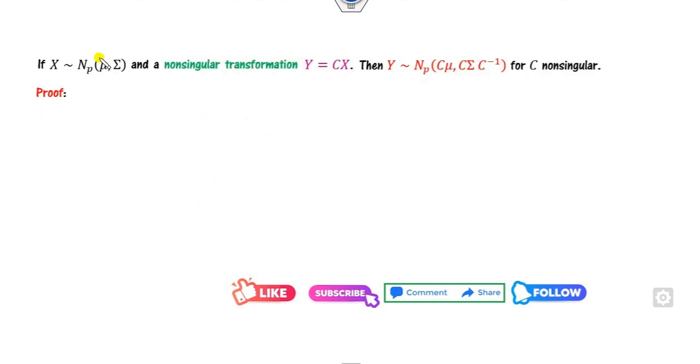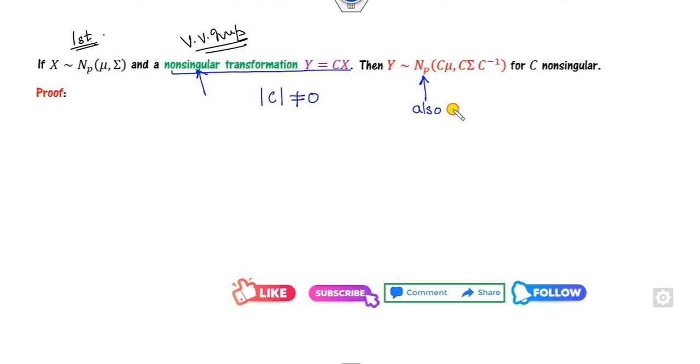Now this is the first result, which is very important in the field of the multivariate normal distribution. What it says is that if x is a multivariate normal distribution and you take a non-singular transformation, remember the word is non-singular, meaning the determinant of C should be non-zero, then y is again a multivariate normal distribution. That means if x is multivariate normal, take the non-singular transformation, that is also multivariate normal with the same parameter p, but the mean and the variance are changed.